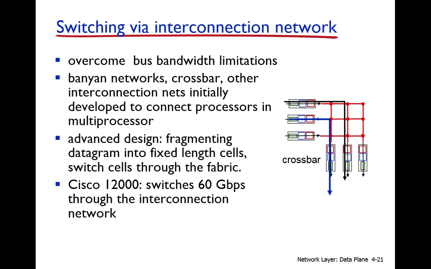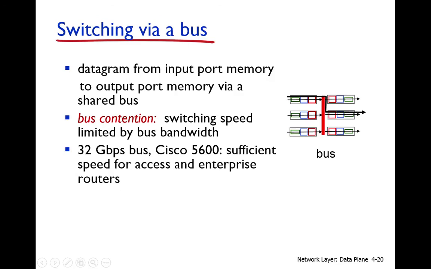Another technique that we have is called switching via an interconnection network. This is called the crossbar approach. In this crossbar approach, you can see that the input ports and output ports are linked through this crossbar. This is the output port. Basically, in the system bus we discussed that when two input ports want to transmit data, one input port's data will be transmitted and the other has to wait.